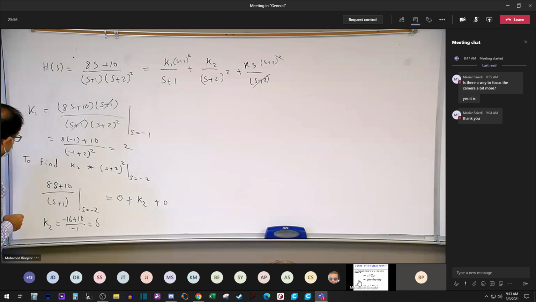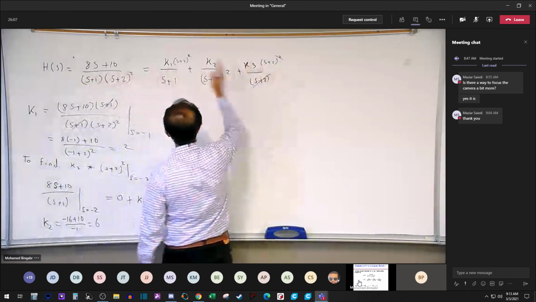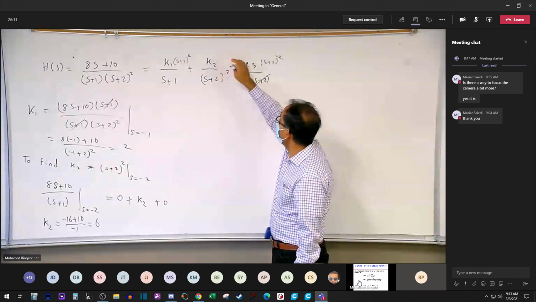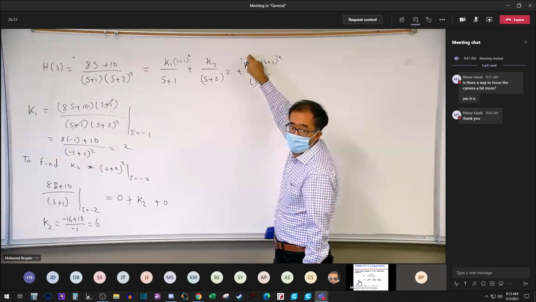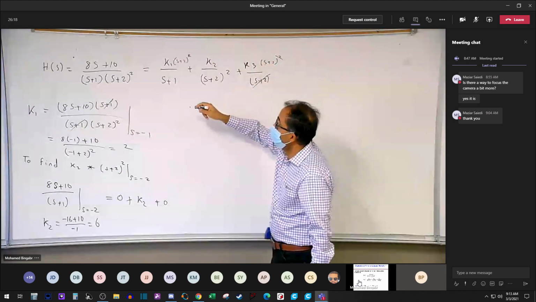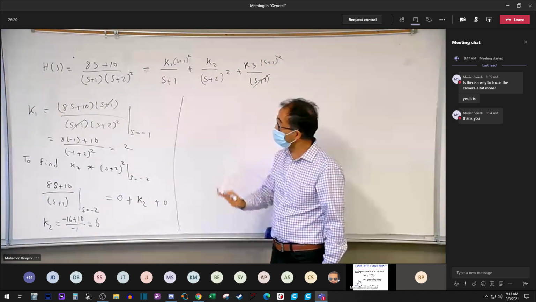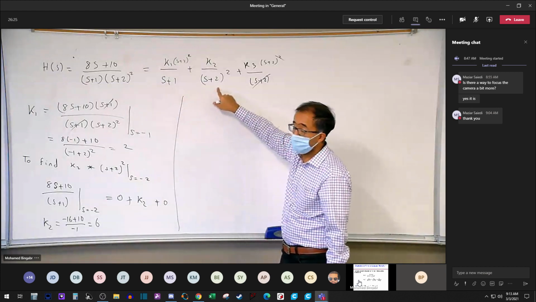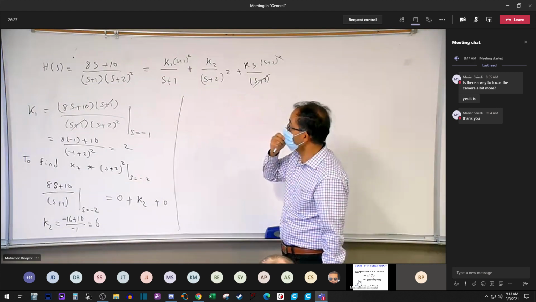All right, so we found K2, we found K1. Now, how do we find K3? Very simple. For K3, you set any value for s and solve for K3, because in this equation you already have K1 and K2. The only one left is K3, one unknown. So plug in any value for s that will make your life easy and will not make the denominator 0. For example, I cannot plug in s equals minus 1 or minus 2, that's bad. But I can plug in s equals 0.